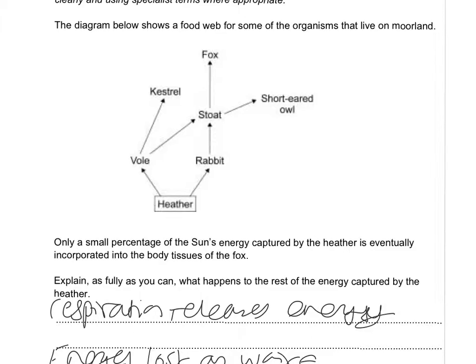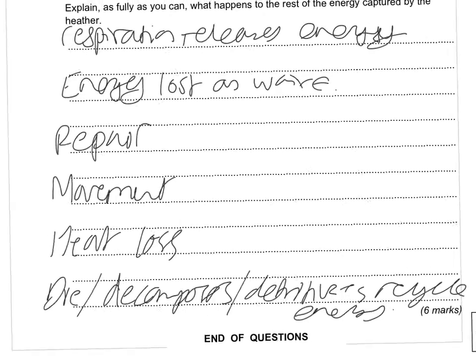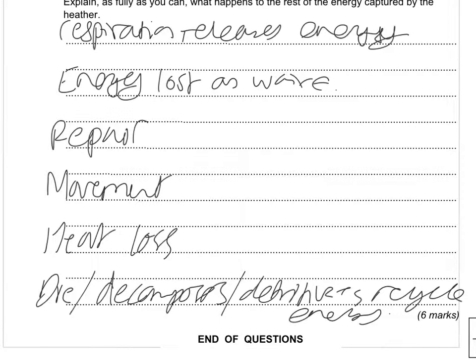Okay, so I'll just show you those again very quickly. So respiration releases the energy, energy is lost as waste, it can be used for repair, it can be used for movement, some energy is lost as heat, and then finally when the animal or plant dies, decomposers or detritivores can recycle that used energy.